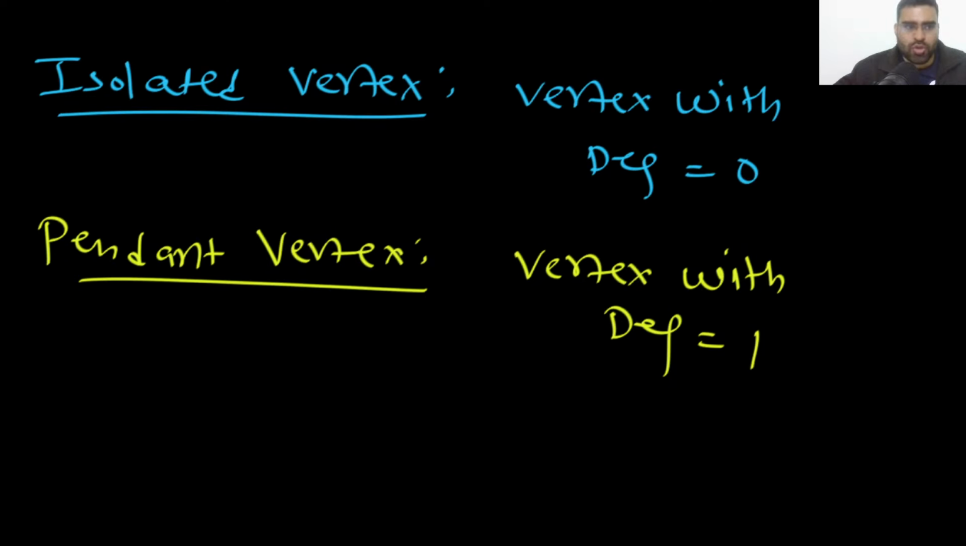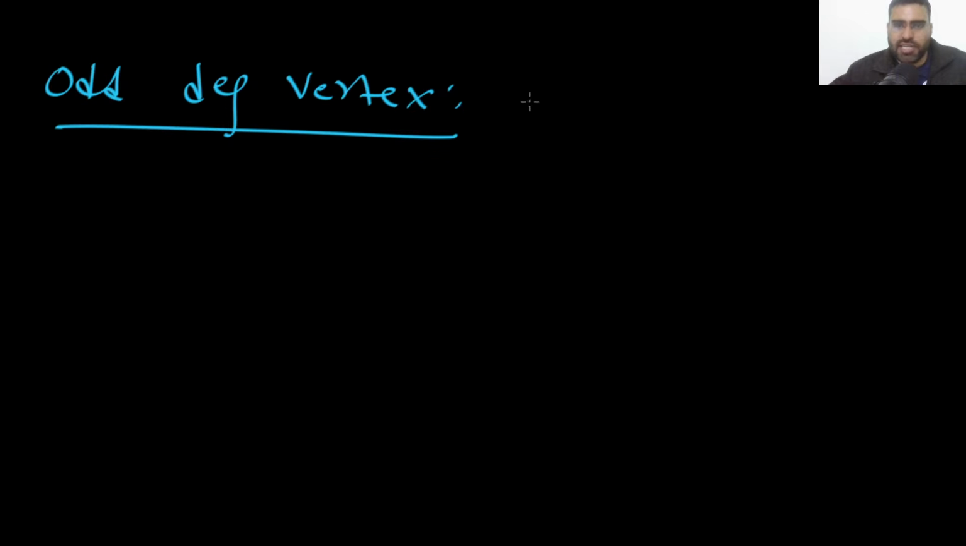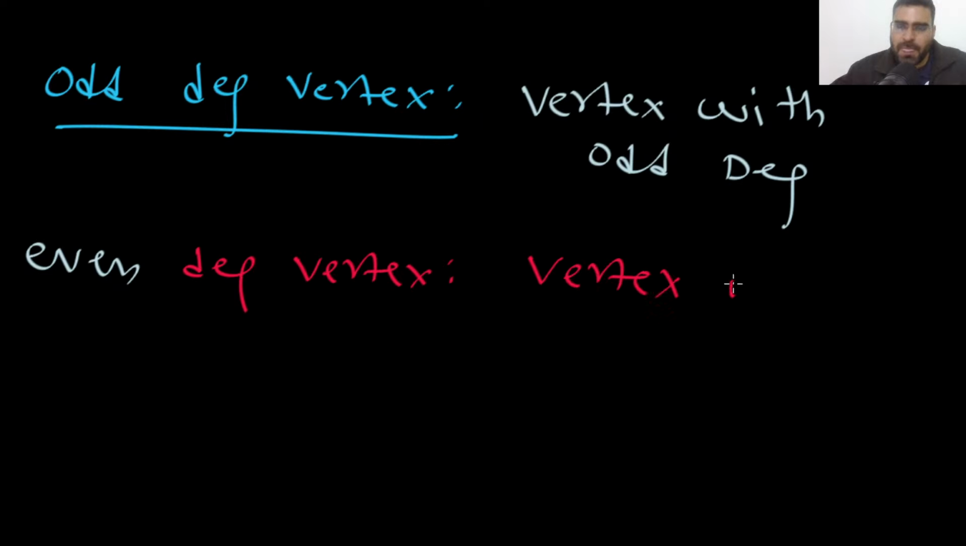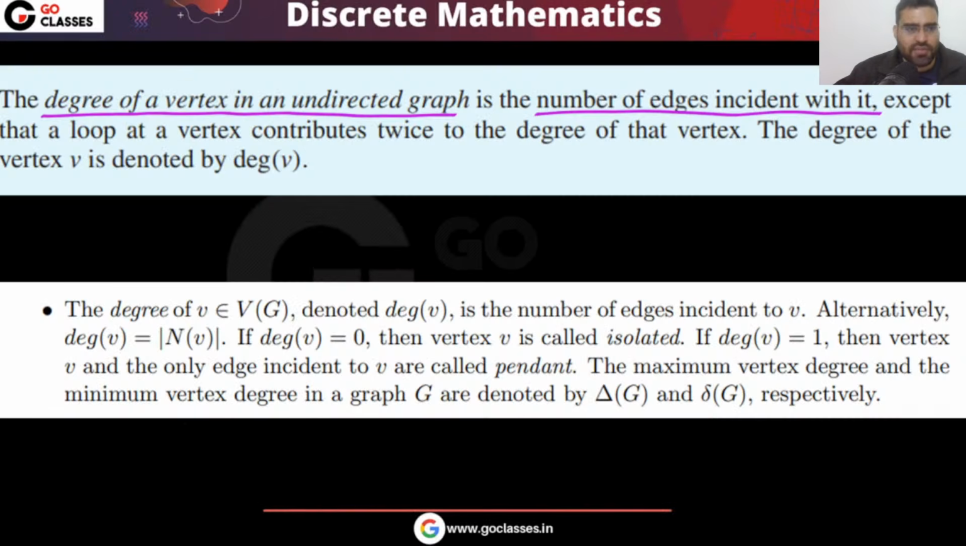Similarly, odd degree vertex and even degree vertex. What is an odd degree vertex? The name itself is telling you: an odd degree vertex means a vertex with odd degree. Similarly, there is something called an even degree vertex. An even degree vertex means a vertex with even degree. So these are the simple definitions that we have.